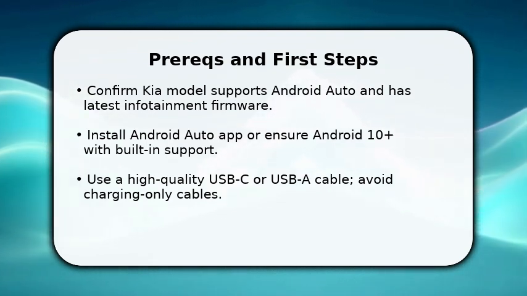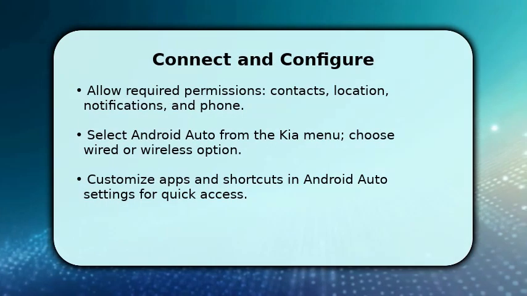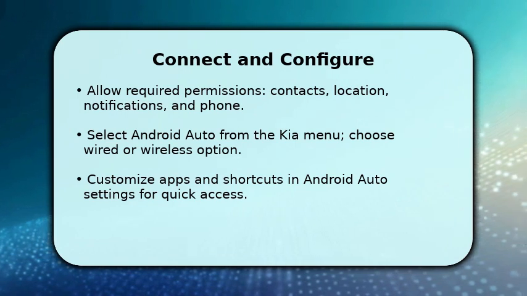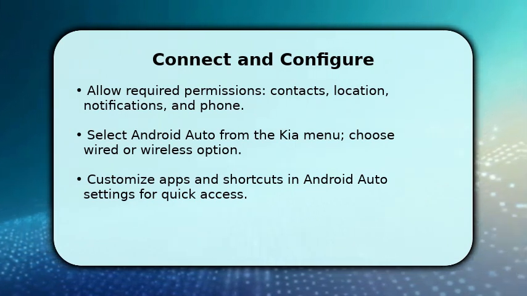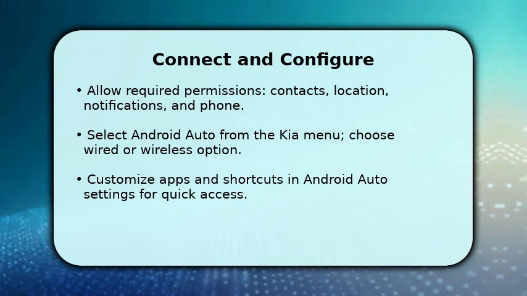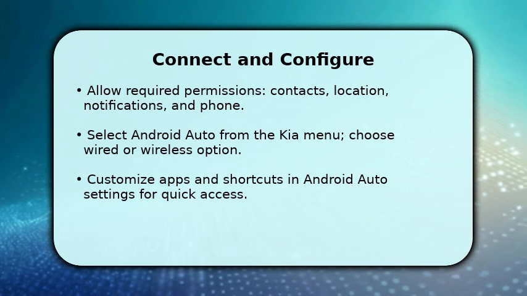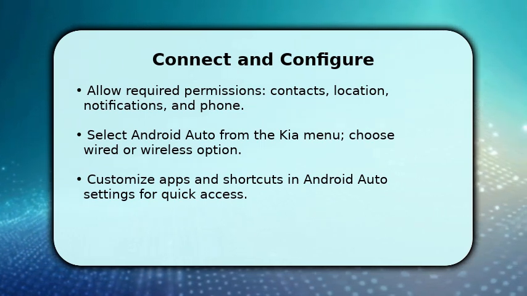Now keep the screen visible and unlock your phone so permissions can appear. You'll now establish the link. After plugging in, watch the phone and car screens for permission prompts. Accept contacts, location, and notification access so voice, maps, and messages work smoothly. Then on the Kia display, choose Android Auto from the applications list.